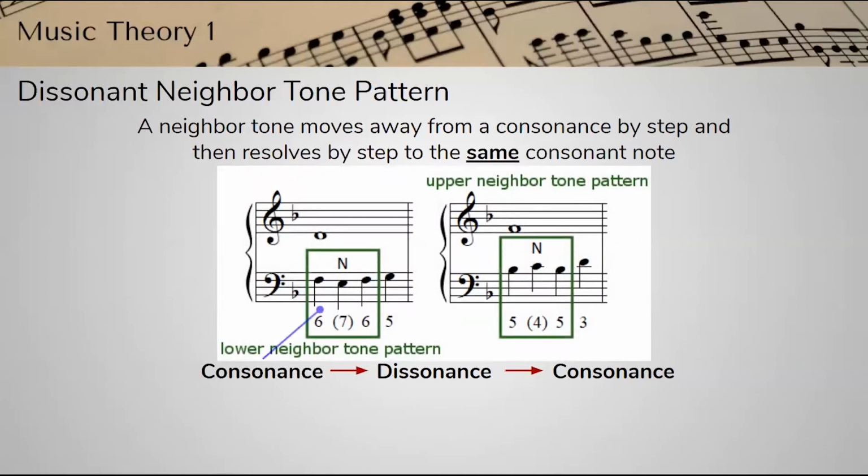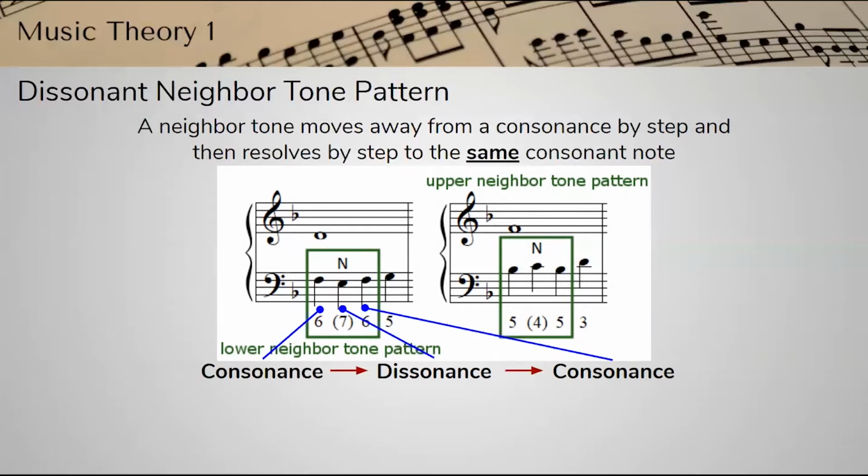So we'll see this first one here starts on a consonant sixth, moves down by step to the next door neighbor of that note, the seventh. Then it goes back home to the F. So a neighbor tone happens when you move to a dissonance but then return to the same note. Now this one is called a lower neighbor because it goes to the note below the consonance.